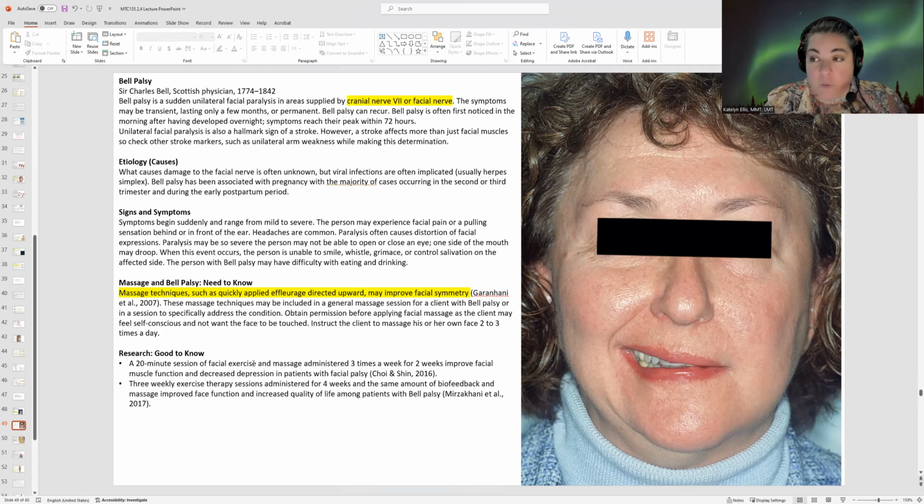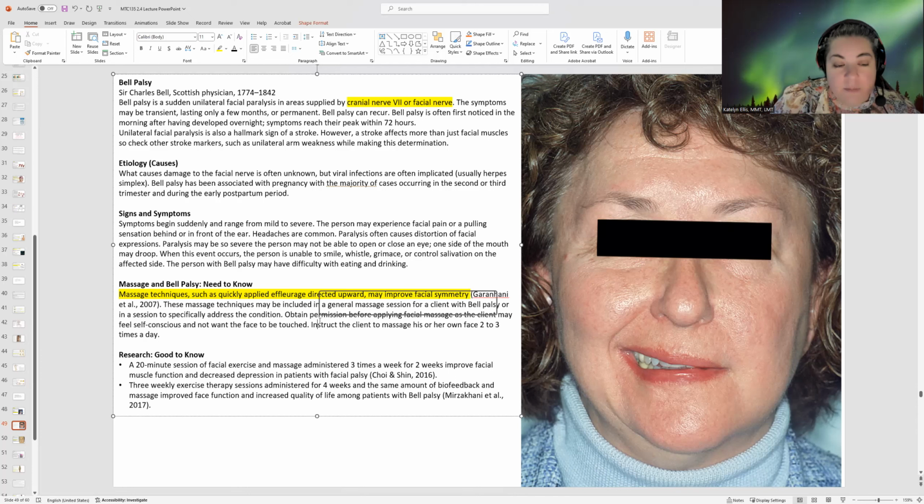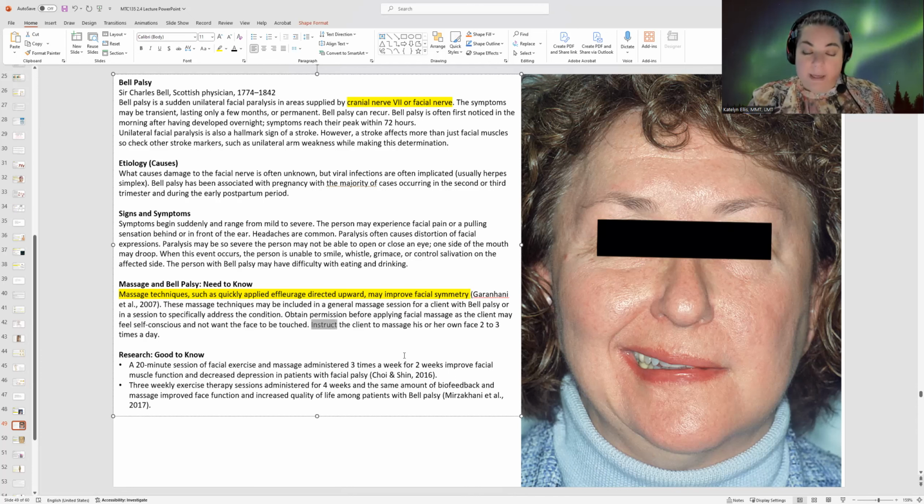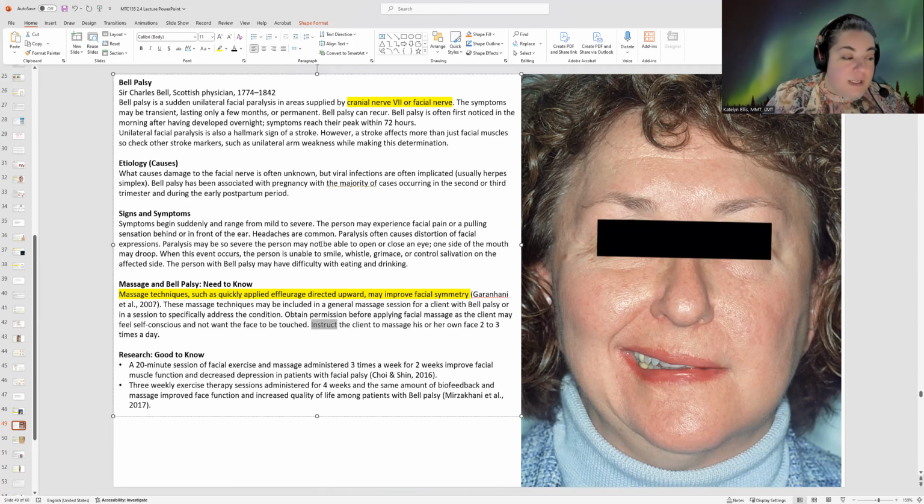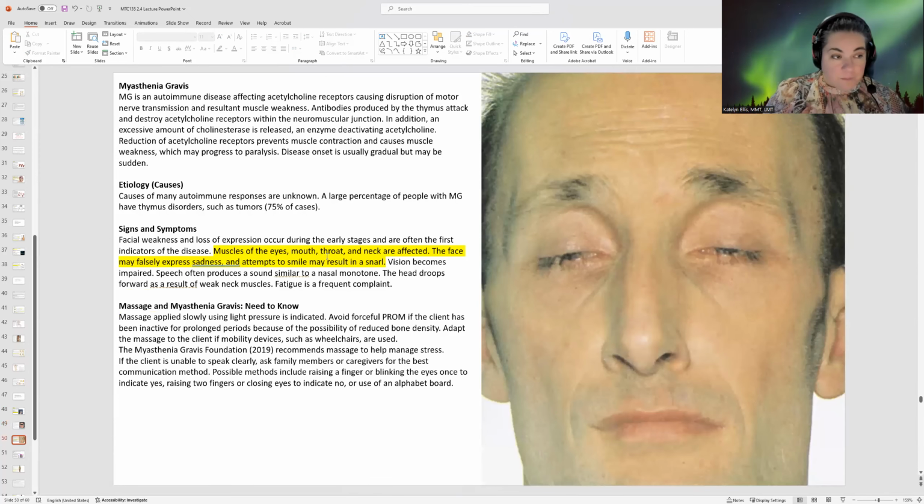All right, but do recommend, it says instruct here in your book. This is pulled from your book, but I do not ever tell you to instruct. You should always recommend or suggest. All right. Suggest that the client massages his or her own face 2 to 3 times a day.